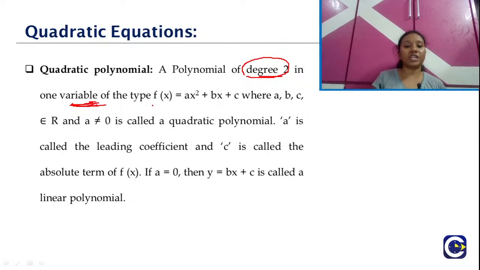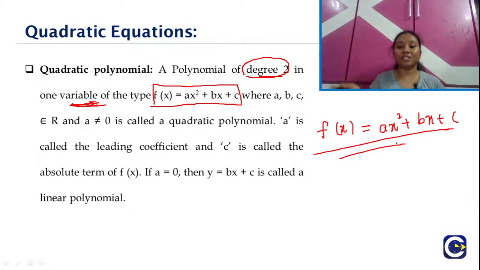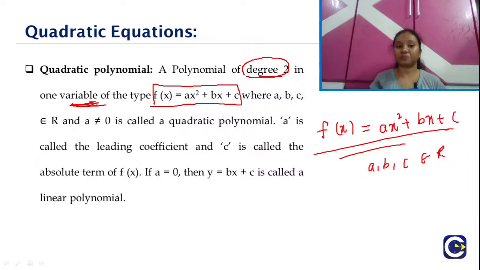So in general, we can see the general form of a quadratic polynomial which is given here. If I take f of x as my quadratic polynomial, the general form will be ax square plus bx plus c, right? Where a, b, c all belong to the real numbers. And here, what is the degree? The degree of this polynomial is 2, which means it's a quadratic polynomial.